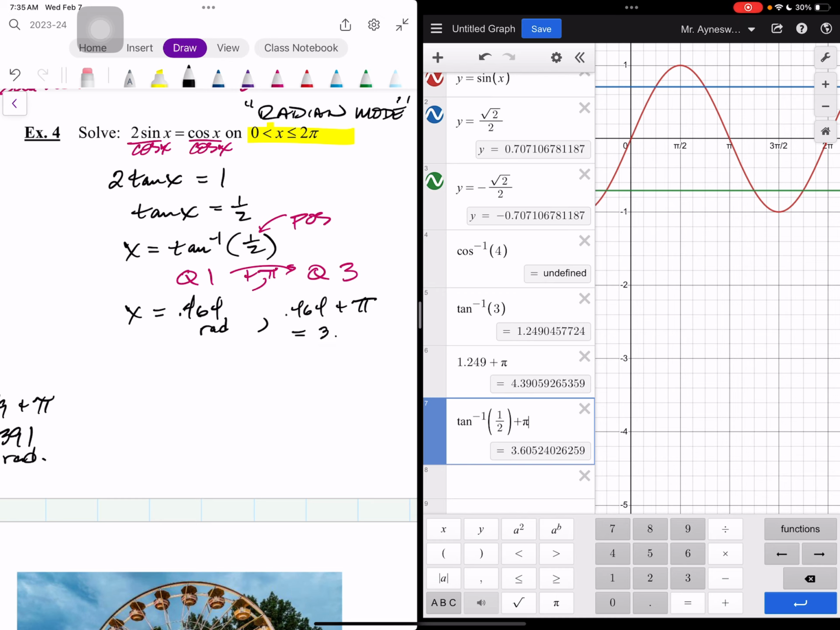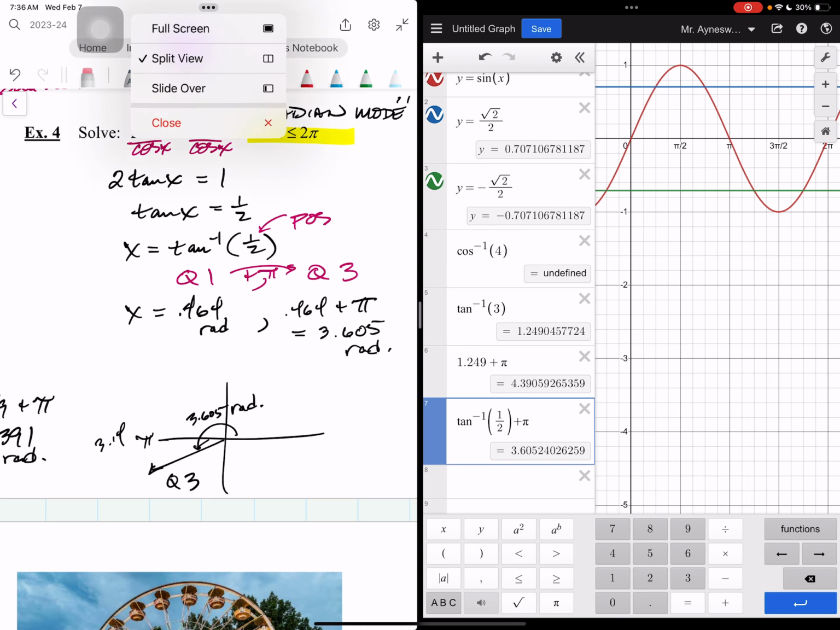So 3.605 radians, which is obviously in quadrant 3 because if you just think about it, pi is 3.14, as you guys know. And 3.6 radians is probably right here. This is 3.605 radians, so it's a quadrant 3 angle. I'm just drawing a little sketch so you can see it. And that's how it's done, you guys.